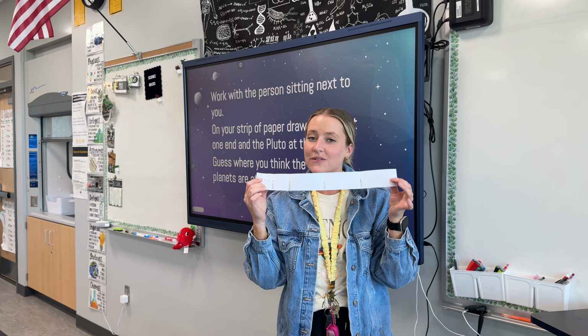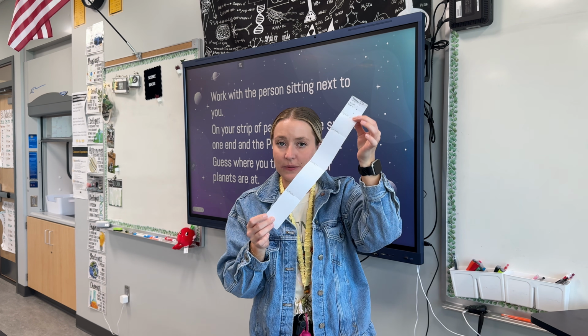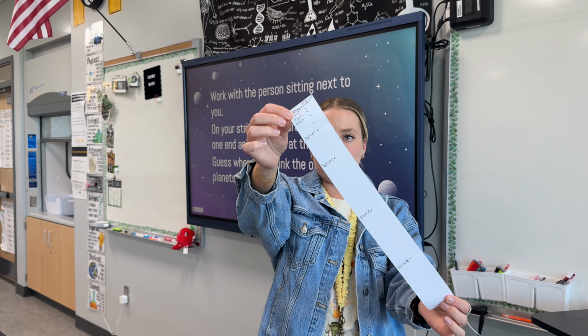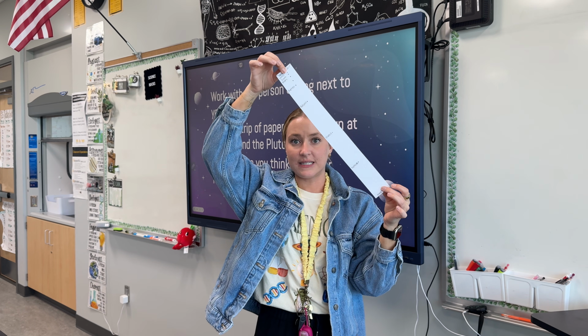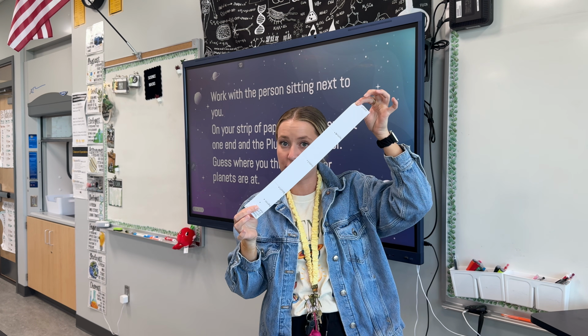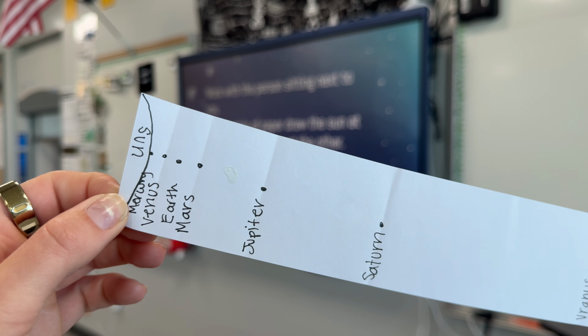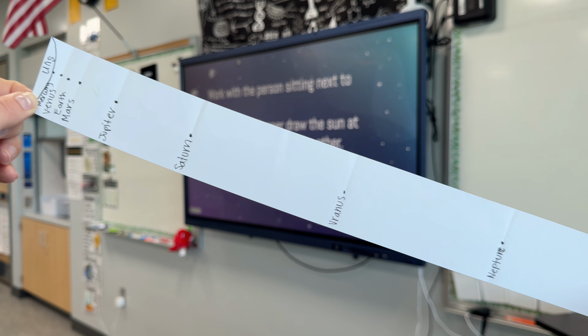Obviously, this is a very small scale model. Obviously, it's not going to be 100% accurate, but it is supposed to show students that the inner planets are super close together here, whereas as you get to the outer planets, they get further and further apart from each other. Here's a closer look at the model, but it's supposed to show students that the inner planets are pretty close together compared to those outer planets there.